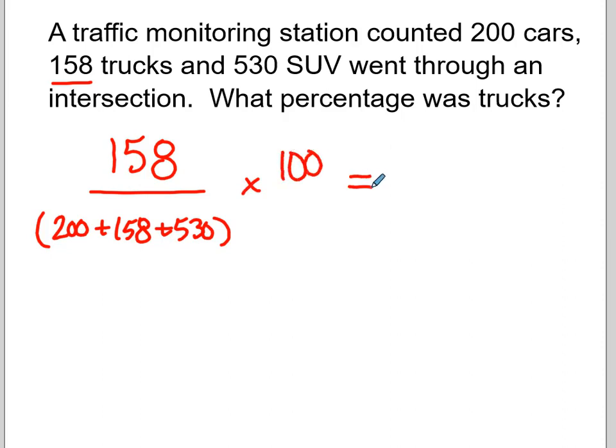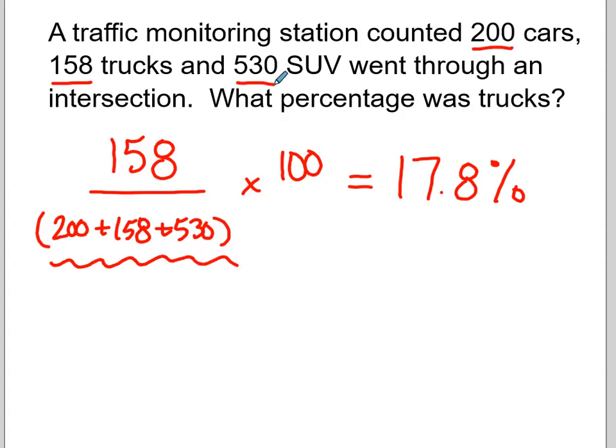So we'll do 158 divided by, and we'll add up all of those terms on the bottom. Then times it by 100, and we should be at 17.8%. Cool. So it's a matter of noticing that this total is the sum or the combination of all of the vehicles that went through the intersection.